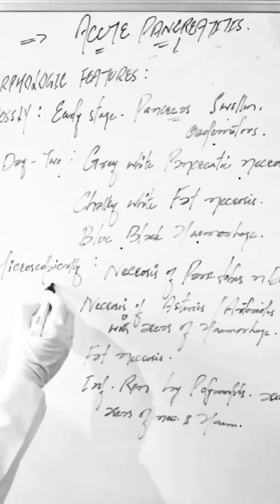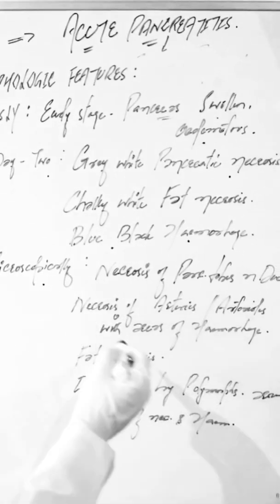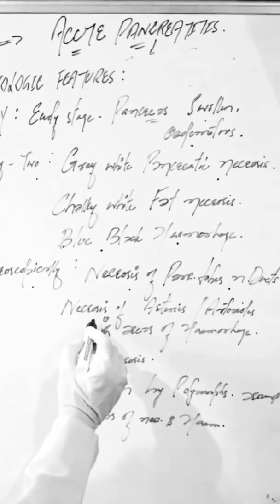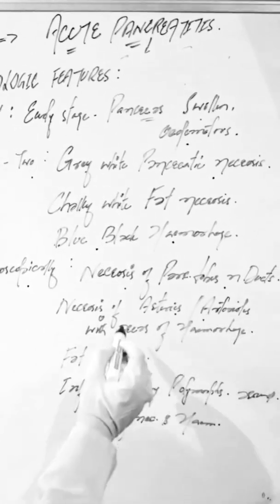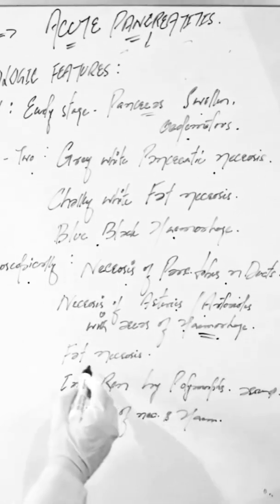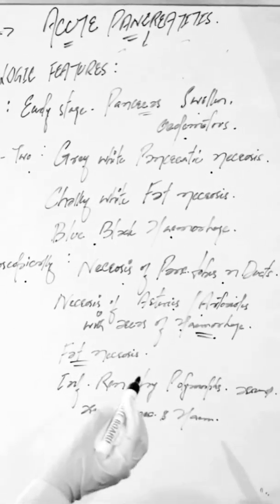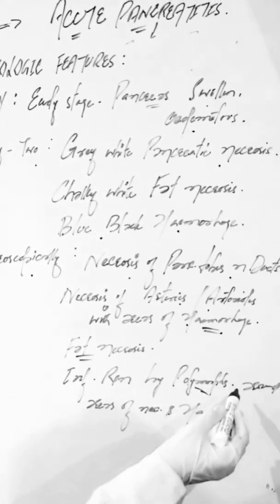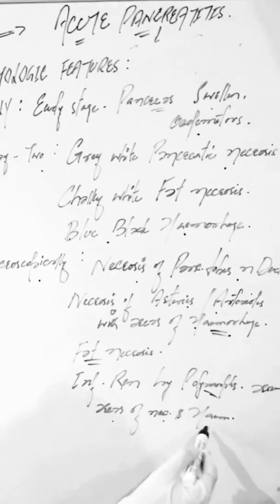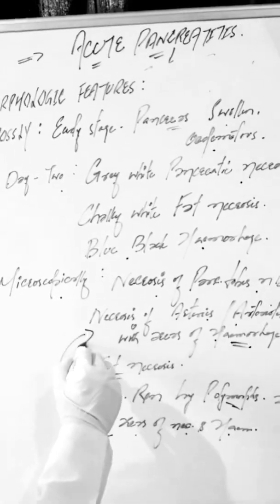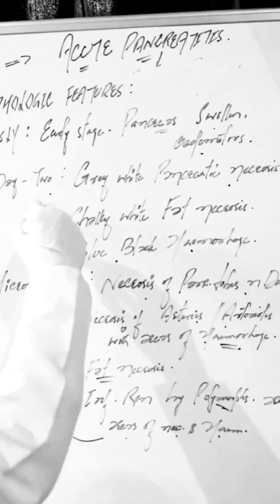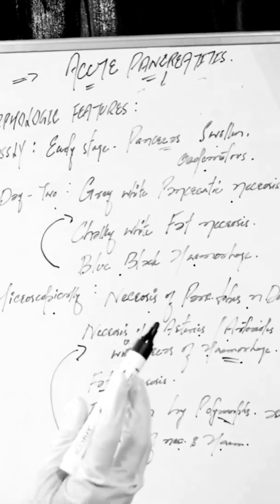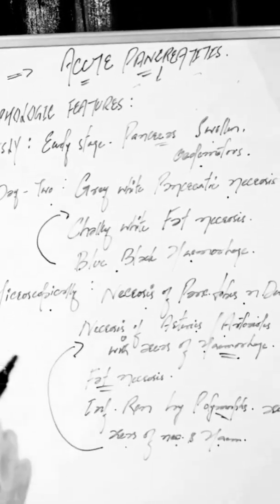If we see microscopically, there will be a necrosis of pancreatic lobes and ducts, and there will be necrosis of arteries and arterioles within the areas of hemorrhage. And third, there will be the fat necrosis, and fourth, there will be inflammatory reaction, chiefly by what? PMNs, polymorphs around the areas of necrosis and hemorrhage. These are the things we will see microscopically, and these are the things which we will see grossly in acute pancreatitis. In what? In pancreas. Okay.